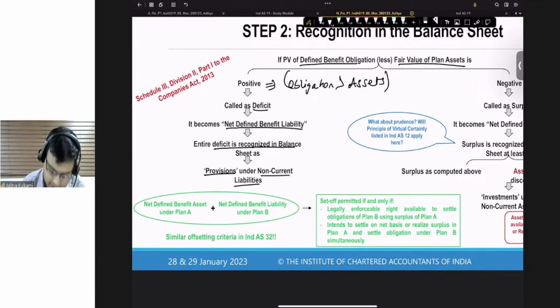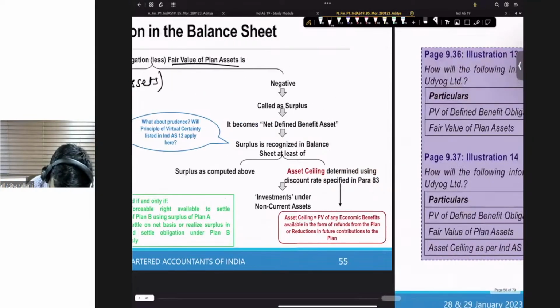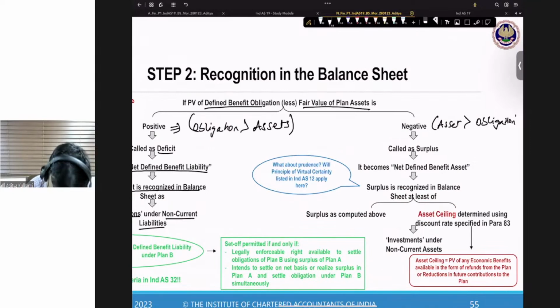Coming to the next part, if it is negative, that is, asset is greater than obligation, we call it a surplus. It becomes a net defined benefit asset, and we will recognize it in the balance sheet, but there is a cap. It will be recognized at the least of the surplus computed above.